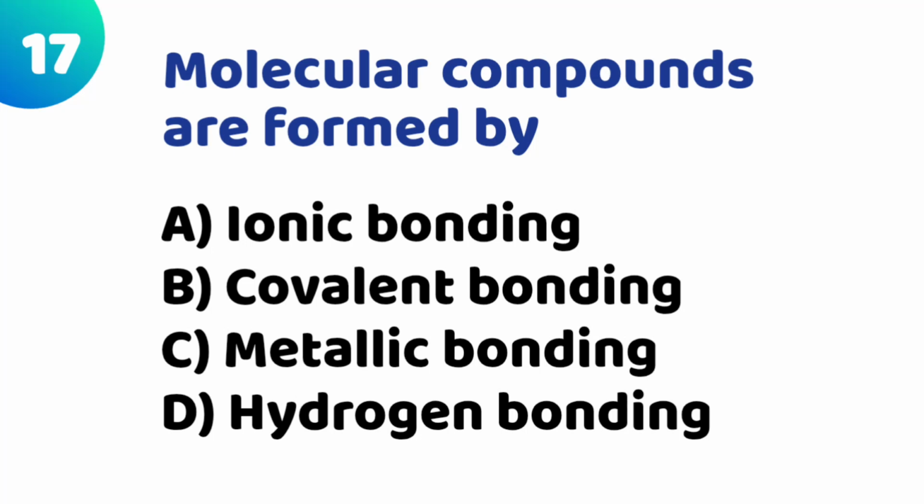17th case. Molecular compounds are formed by option A, ionic bonding, option B, covalent bonding, option C, metallic bonding, option D, hydrogen bonding. The correct answer is option B, covalent bonding.